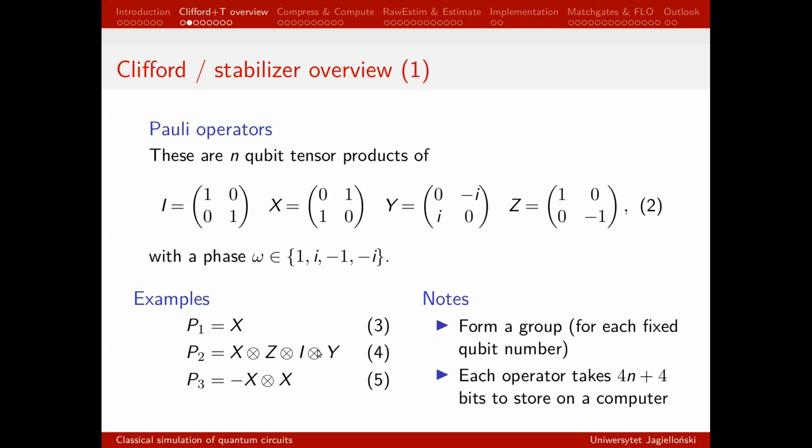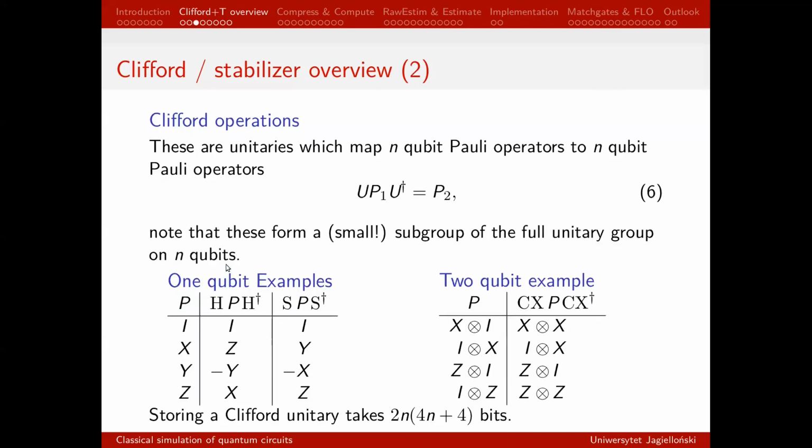All right. So Clifford operations. These are just the unitaries which map parity operators to parity operators under this sort of conjugation operation here. These are a very, very small subgroup of the full unitary group, but they are quite an interesting subgroup. In particular, they include some of the gates I mentioned before. So the Hadamard gate is there, the S gate is here, the CNOT is here. And here I just show you what the actions are on some parity operators.